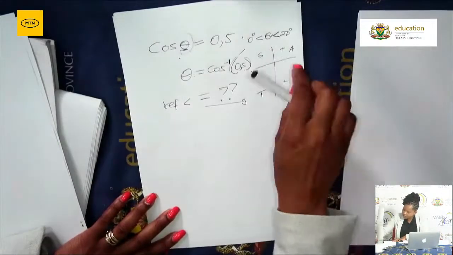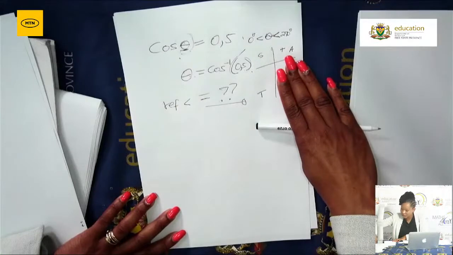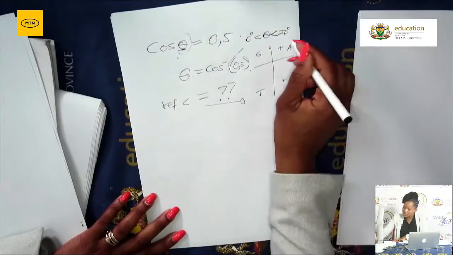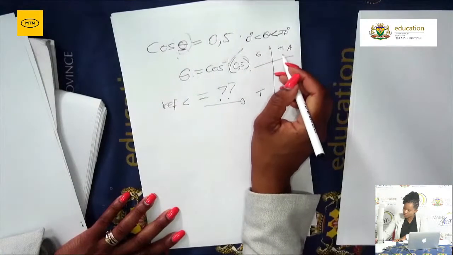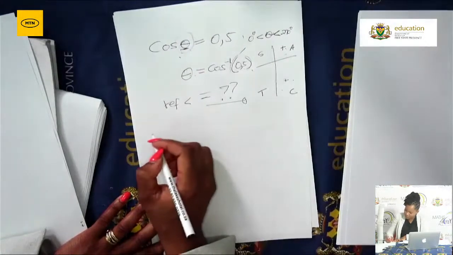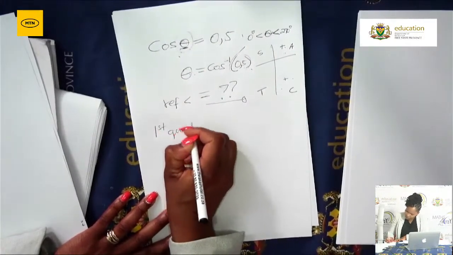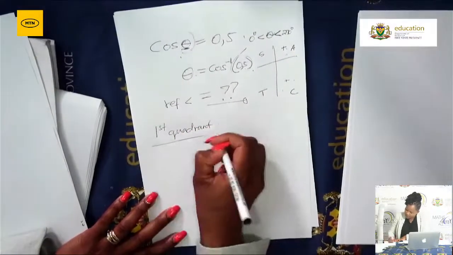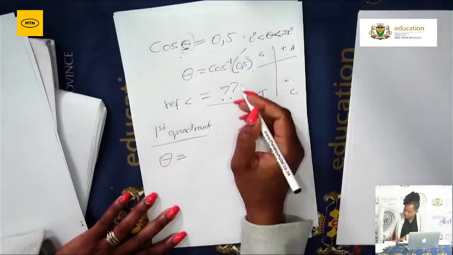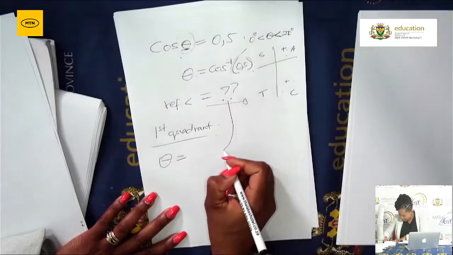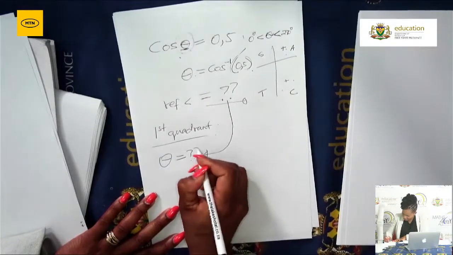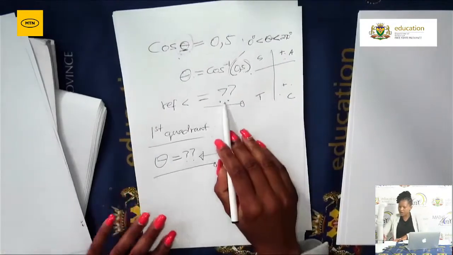Now, the restriction excluded the 4th quadrant. That means we will only consider the 1st quadrant. So if you consider the 1st quadrant, it means your theta solution for your 1st quadrant, your theta will be equal to this answer that you got here, the answer from your calculator.